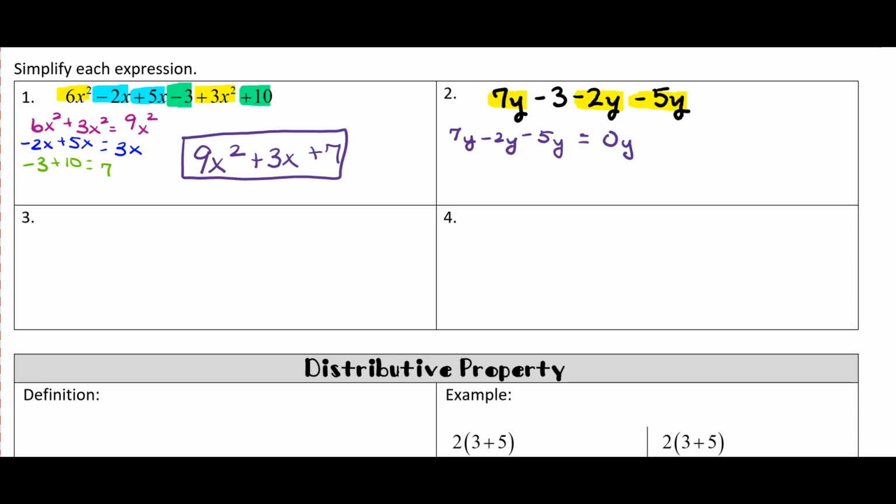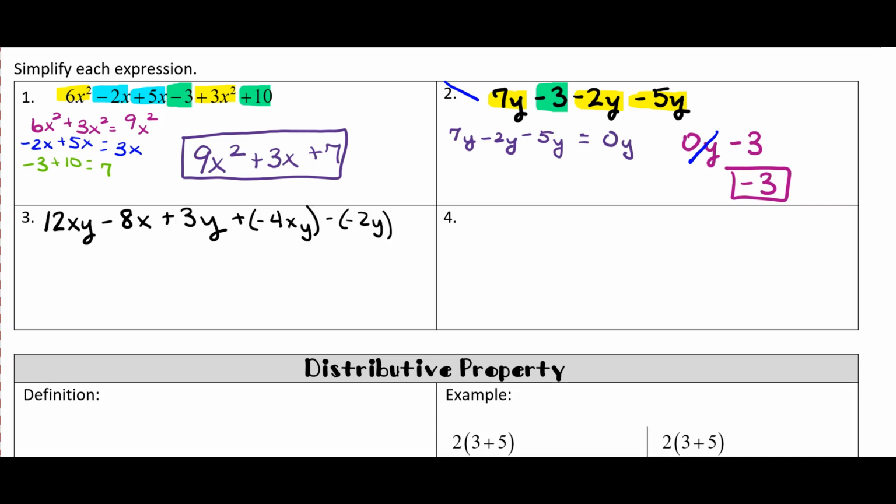7 minus 2 is 5, 5 minus 5 is 0. And then we have just this one constant, which is negative 3. So we don't have anything to add to it, which means we end up with 0y minus 3. However, we don't put 0y. That's silly. So instead of putting 0y, we just wouldn't put it at all. Our final answer would simply be negative 3. So there's only one term. So you can have variables fall out whenever you're simplifying these expressions.